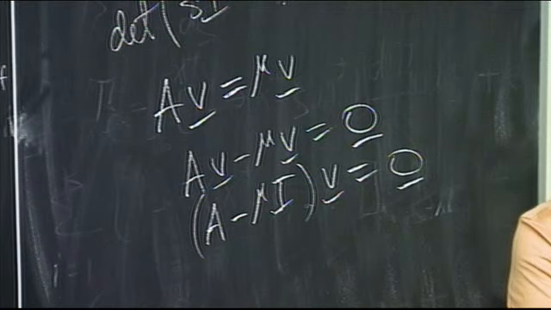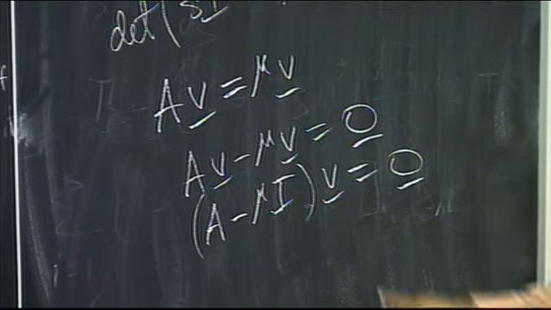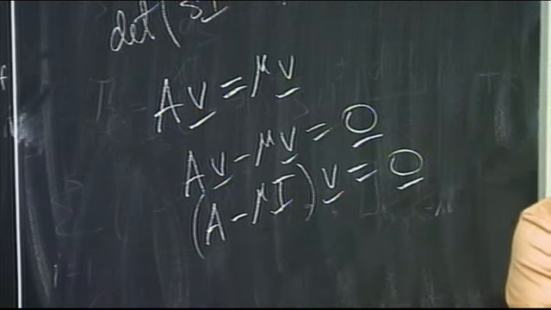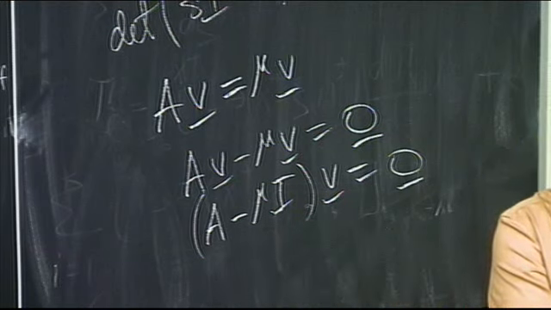In general, V won't equal 0. Okay, so assume V is not equal to 0. Then what has to be true? This matrix has to be rank deficient.